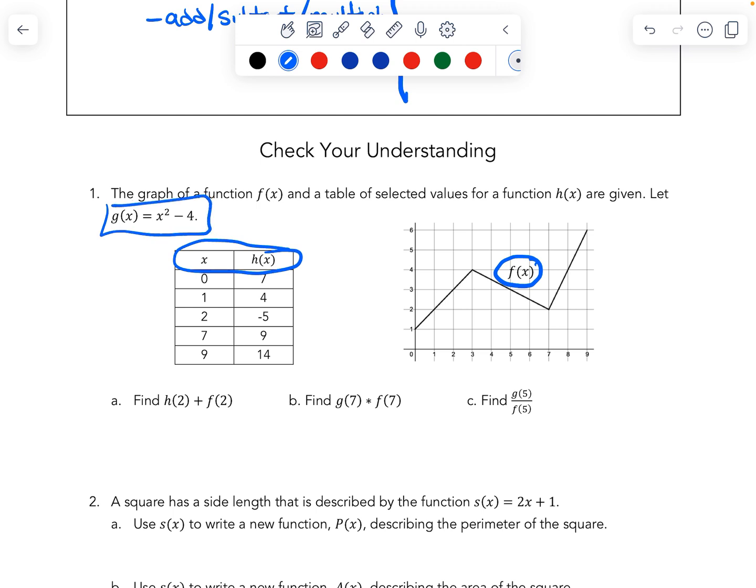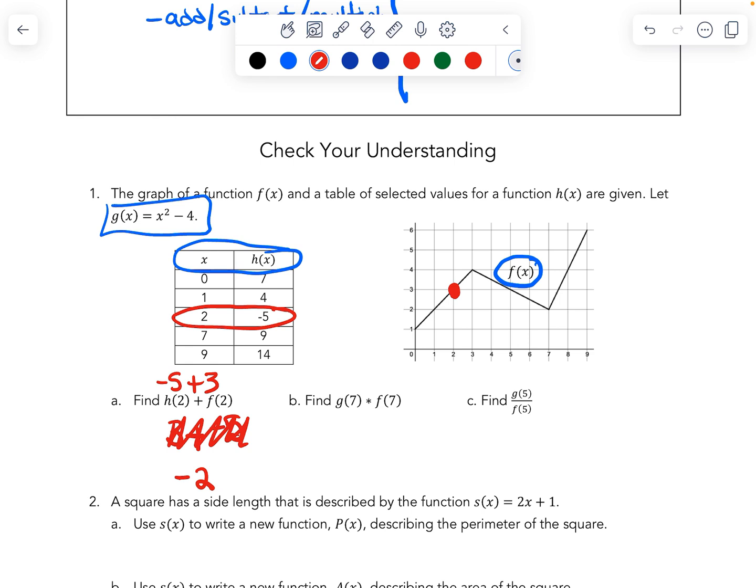So h of 2 plus f of 2. So h of 2 is right here, so that's 3, plus f of 2 right here is negative 5. So 3 plus negative 5 is negative 2. Oops, I think I did this backwards. That should have been negative 5 plus 3. Sorry, I looked at the wrong ones.